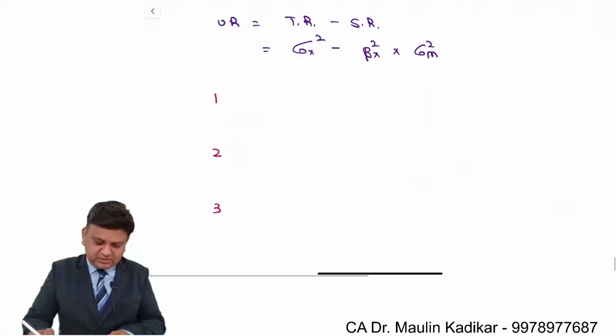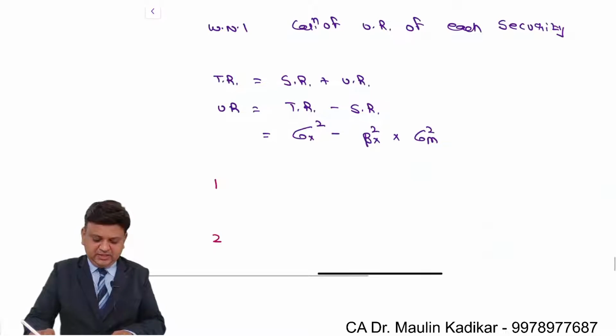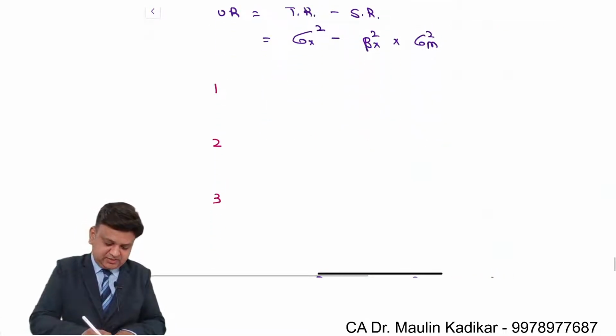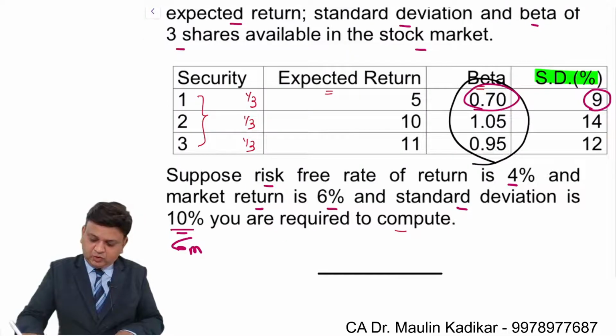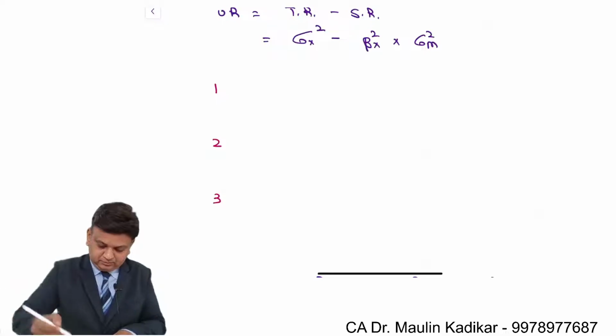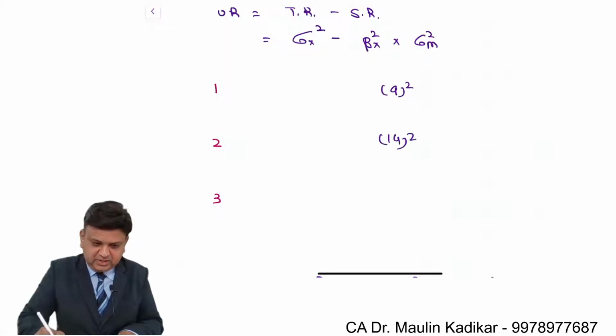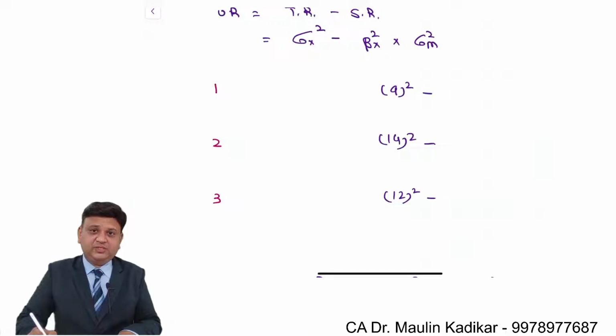So we understand that over here, first of all, unsystematic risk will be calculated. That is the total risk minus systematic risk. Total risk is square of 9, square of 14 and square of 12. So we understand that the square of 9, square of 14 and square of 12 minus beta square into sigma m square.